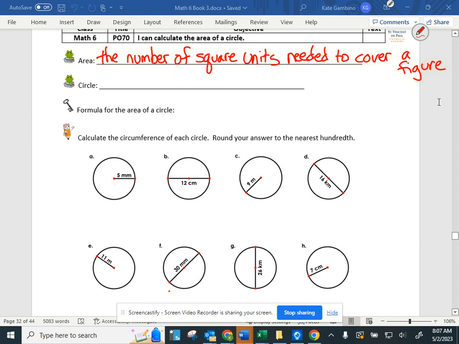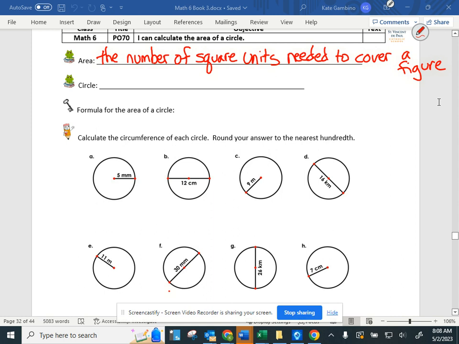With our circles, I like to think of it, we work so much with the number pi. I think of pies in general that we get to eat. So when I think of the area of a circle, I think of all the pie that's inside the pie plate. That is the area. Everything covering the inside of the pie plate.